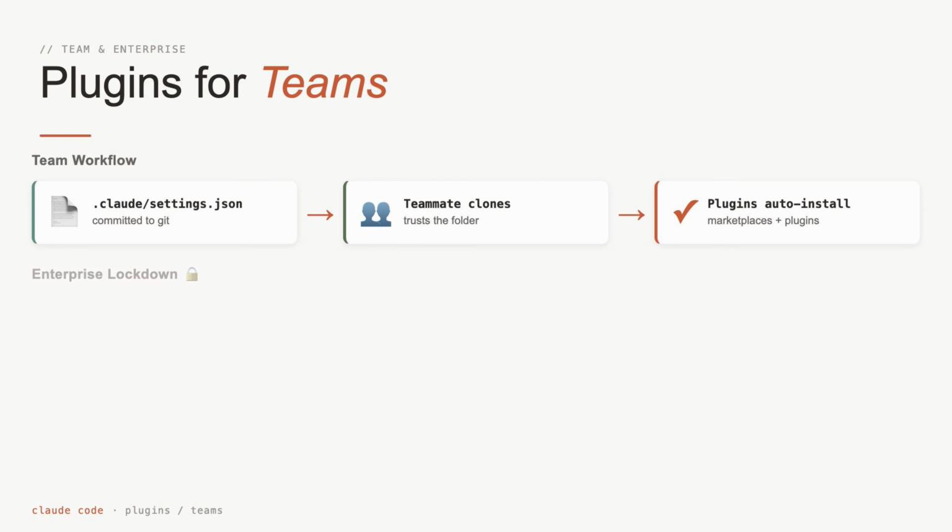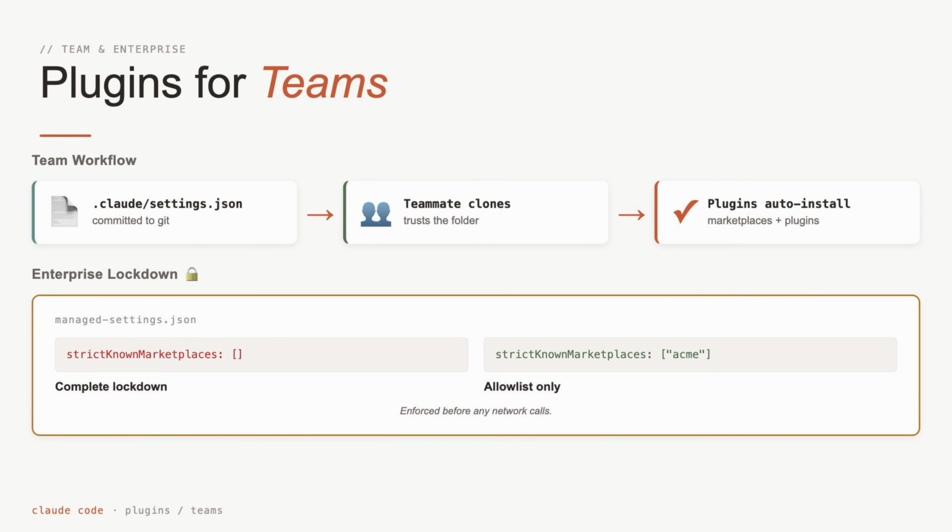You can configure required marketplaces in your project's settings JSON. When team members trust the repo, Claude Code automatically installs those marketplaces and any plugins specified. You can enforce even stricter control if you're on the enterprise plans. Here, admins can lock down which marketplaces users can add using strictKnownMarketplaces in the managed settings. An empty array means complete lockdown. Specific list, only those marketplaces are allowed. And this is enforced before any network operation.